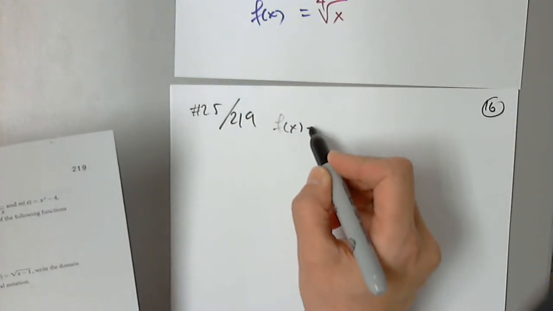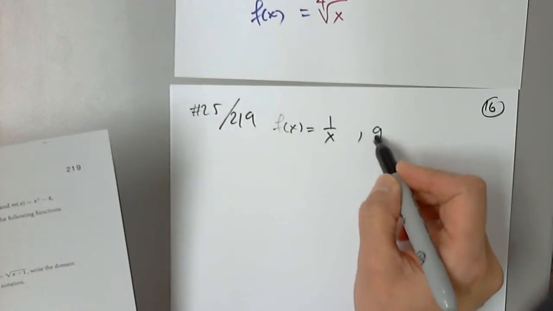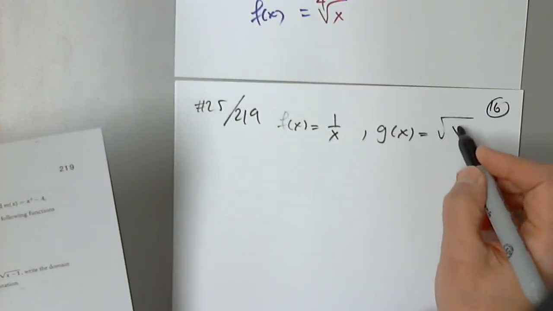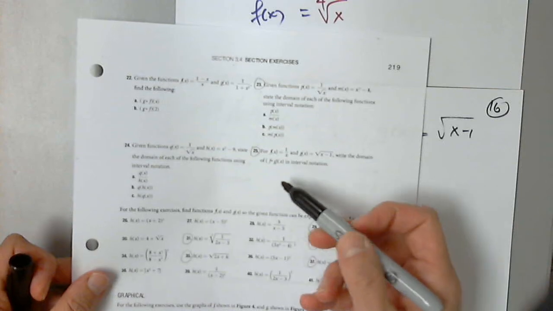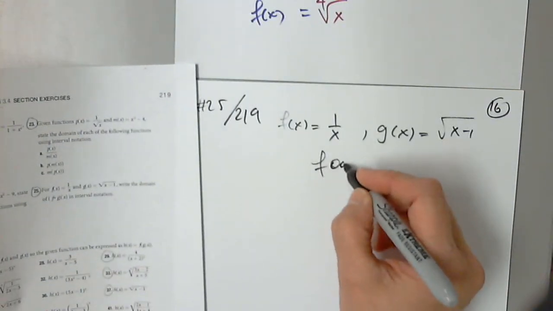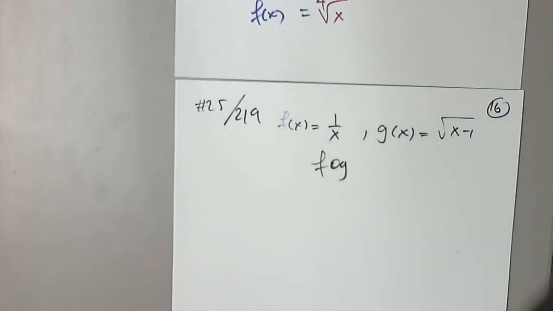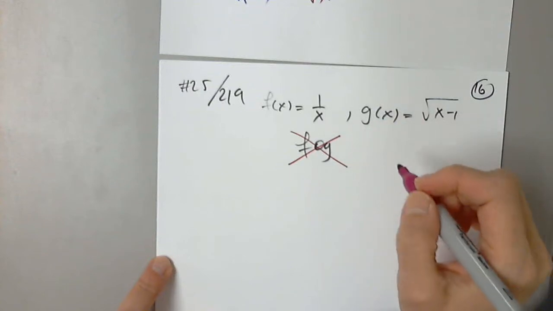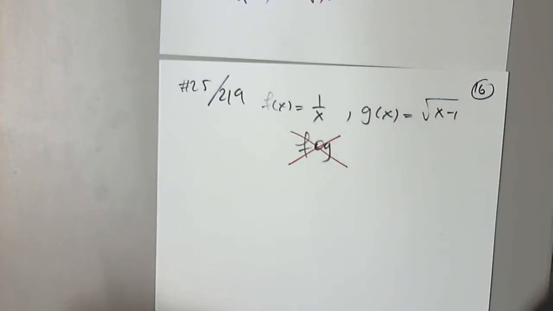So f of x is 1 over x, and g of x is the square root of x minus 1. Write the domain of f of g. In order to find the domain of f of g, we will not determine f of g. Determining f of g will not lead us to the domain. Do not find f of g.